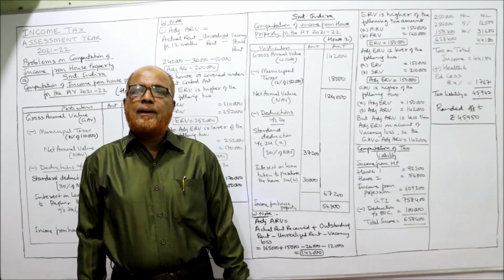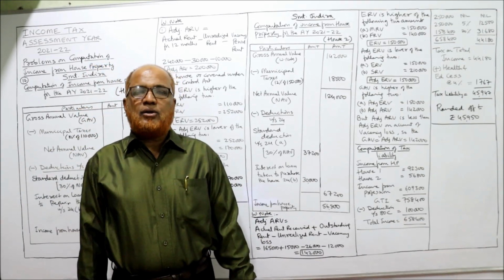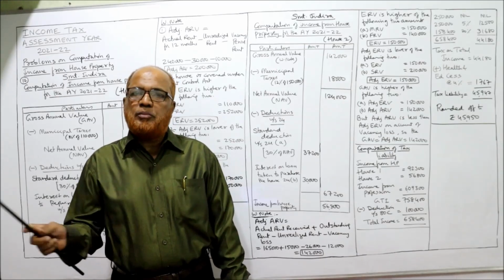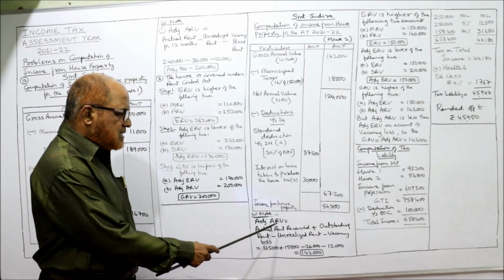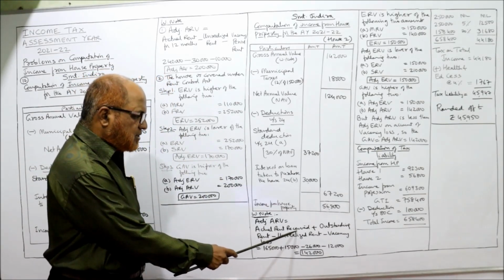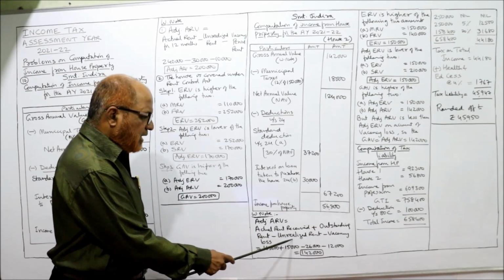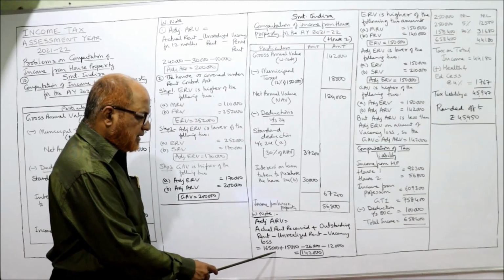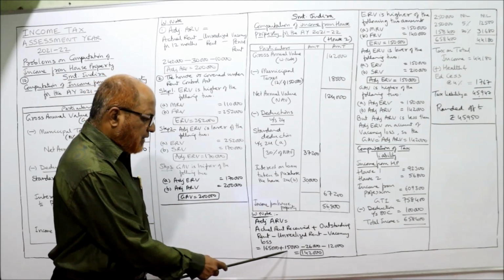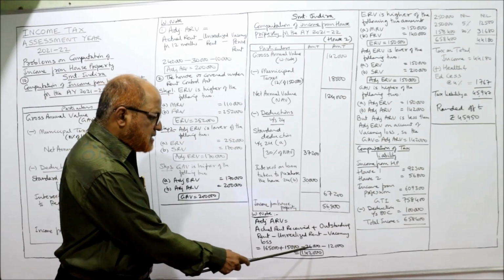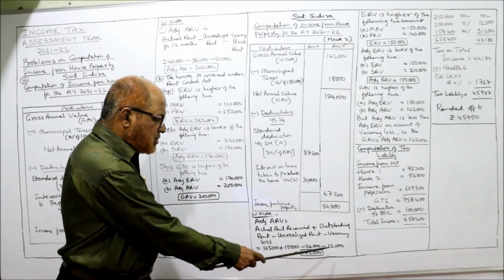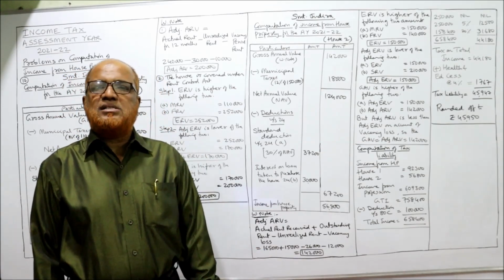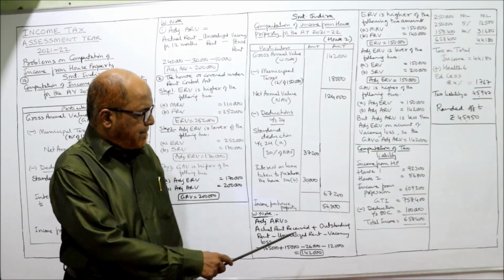This is the new point. Outstanding rent will be added to rent. Vacancy period rent and unrealized rent should be deducted. So first of all, adjusted ARV is equal to actual rent received plus outstanding rent minus unrealized rent minus vacancy loss. So actual rent is 1,65,000 and outstanding rent 15,000 add, and unrealized rent 26,000 minus, vacancy loss is 12,000 minus. So 1,42,000, this is the adjusted ARV.